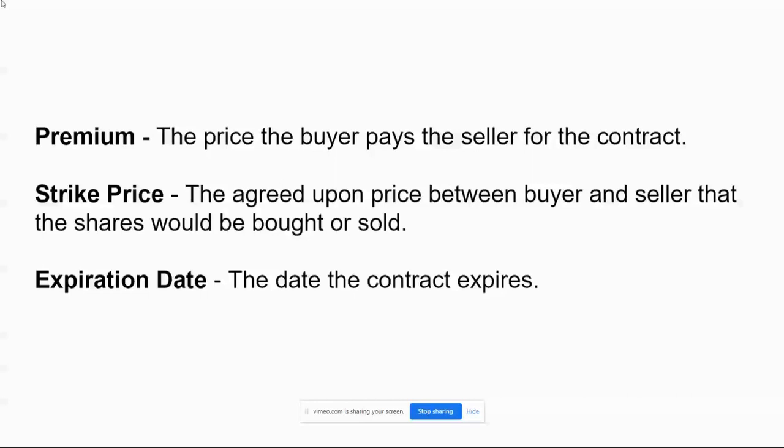And the last bit of information that's in a contract is the expiration date. So that's the date the contract expires. So the buyer has to decide whether or not to execute his contract on or before that date, or the contract will expire worthless and the seller will just keep the premium.